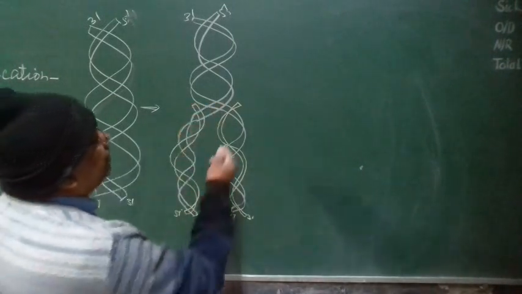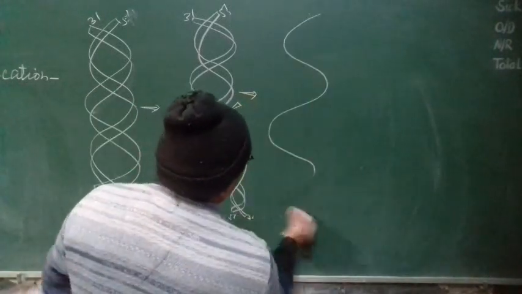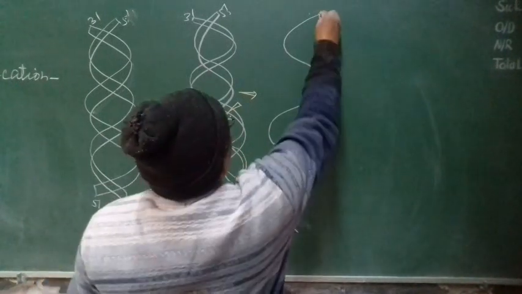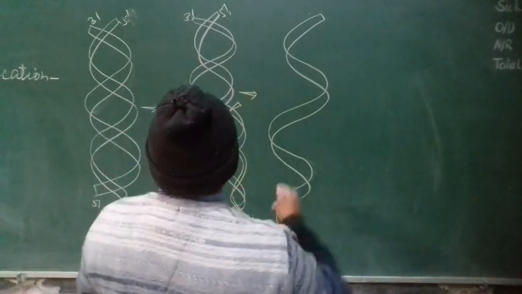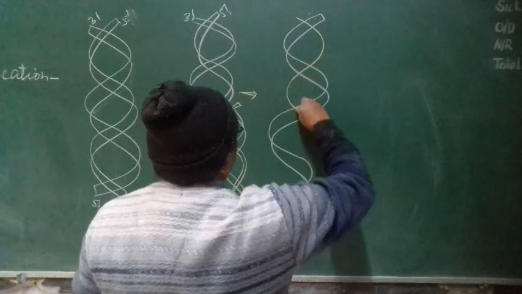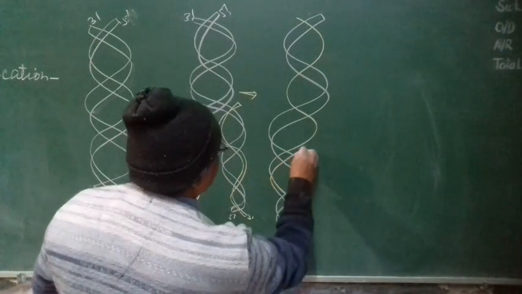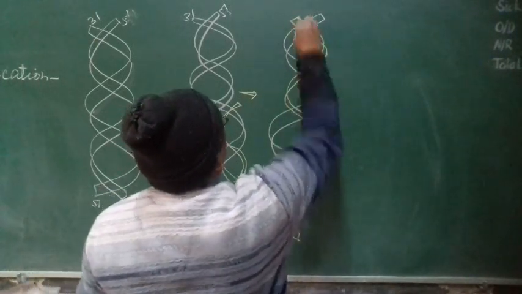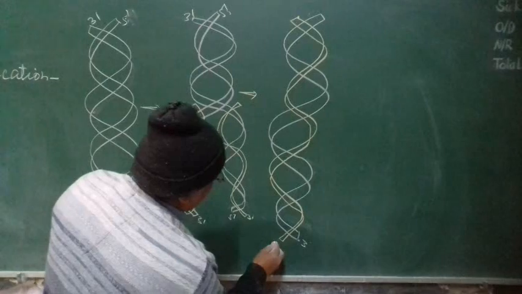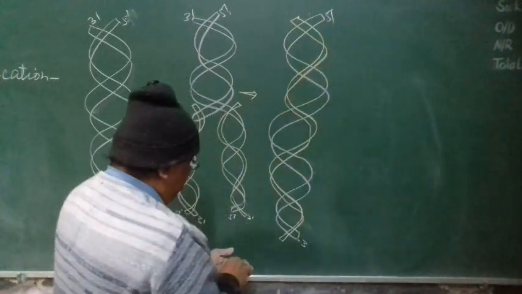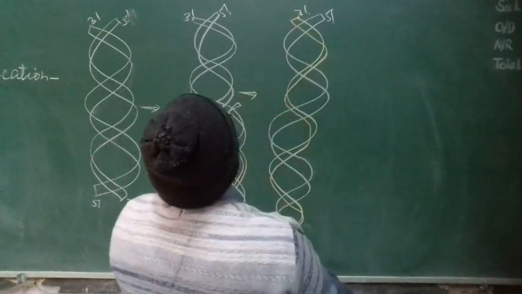So ultimately this DNA gives one copy of DNA here, this is the new copy, and this is the old copy, and here is the new copy, and the other DNA will also develop like this.